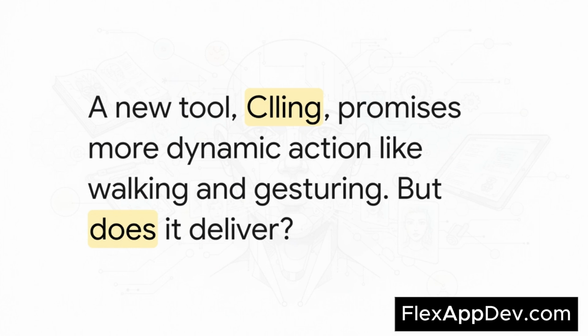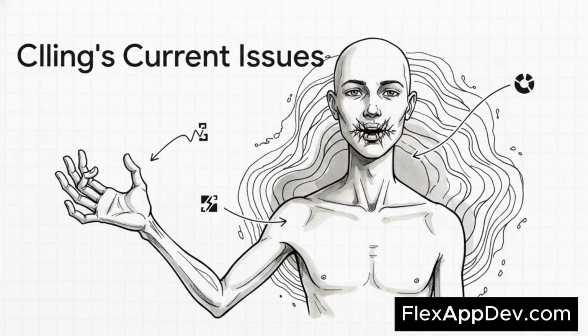Okay, but what about bigger movements, not just a talking head? There's a new tool called Kling for that. So, Kling isn't quite there yet. The hands are weirdly rubbery and the lip sync is a little off.